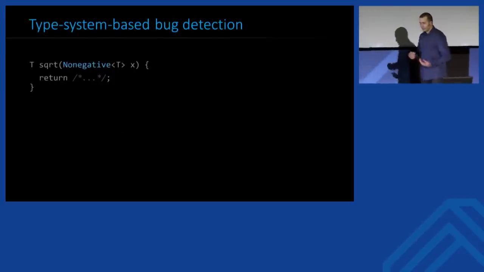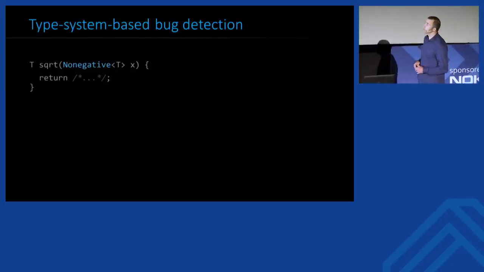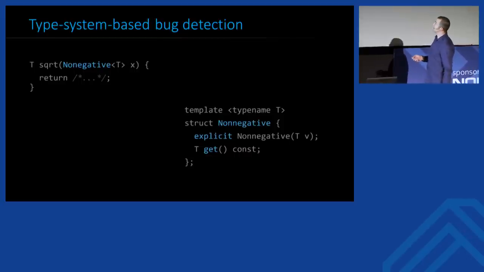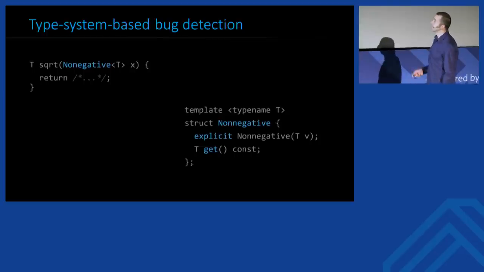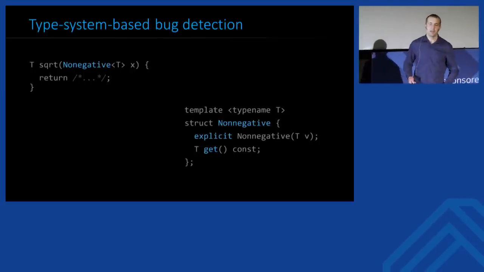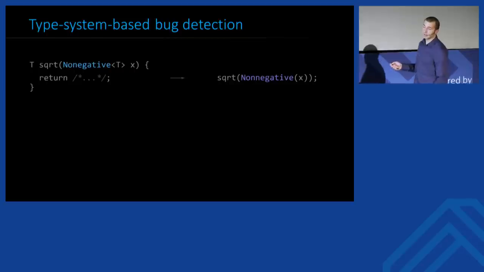Sometimes problems like this can be addressed with a type system. What I could do is to not get T directly when I want a non-negative T, but get it through a template wrapper. This wrapper is nothing special. It just offers you two conversions. One explicit conversion from T, the other explicit conversion back to T. The only thing I get is that when you pass me the T directly, it does not compile. So what you have to do is to use my square root function like this, which is a bit inconvenient.